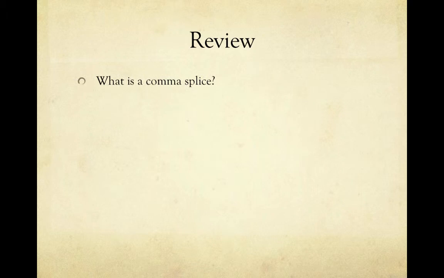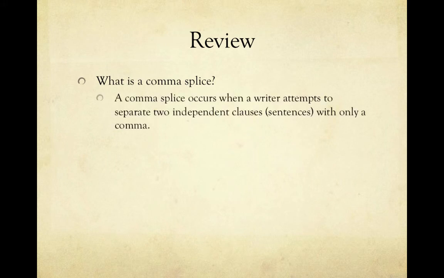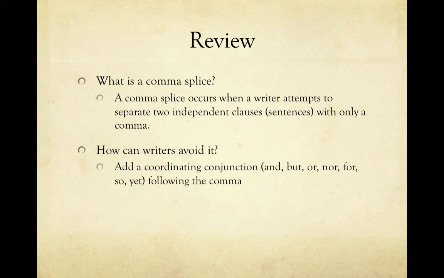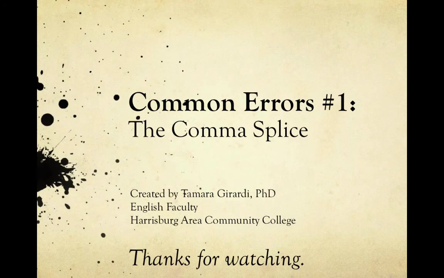So, let's review. What is a comma splice? A comma splice occurs when you try to use a comma to separate two sentences or independent clauses. A comma can do many things, but not this. It is an error that must be corrected. It can be corrected in one of two ways. First, you can add a coordinating conjunction to your comma. And again, the coordinating conjunctions are and, but, or, nor, for, so, and yet. Or, secondly, you can replace the comma with a semicolon. It's that easy, so no more comma splices.